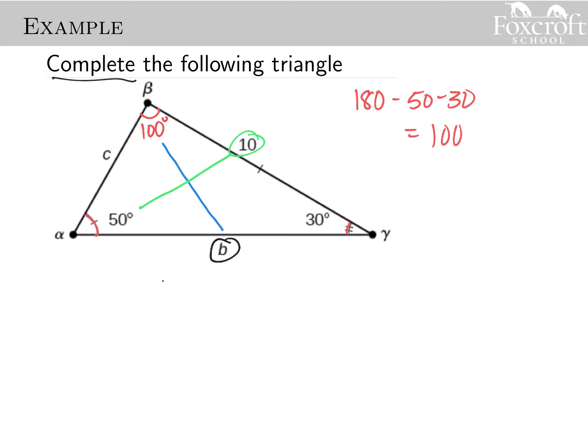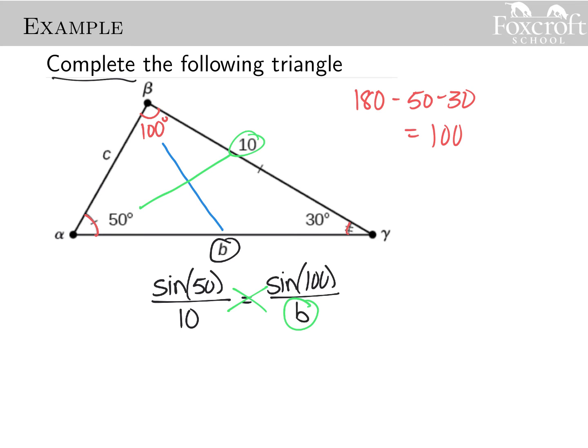So putting the angle on top, I take the sine of 50, and I divide that by its corresponding side length, which is 10. And do the same thing. I'm going to take the sine of 100 and divide that by its corresponding side length, B. All right, so this is what the law of sines says, that these ratios are equal. And now I need to solve for that B that I need to find. So what I can do is cross multiply. I'm going to get B times sine of 50 equals 10 times sine of 100.